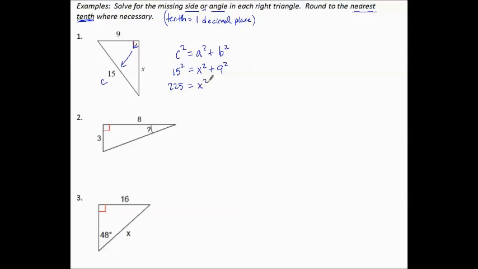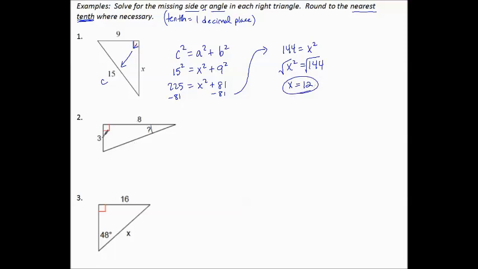225 equals x squared plus 81. Subtract 81 from both sides. 144 equals x squared, but I like to write the x first, and then take the square root. X equals 12.